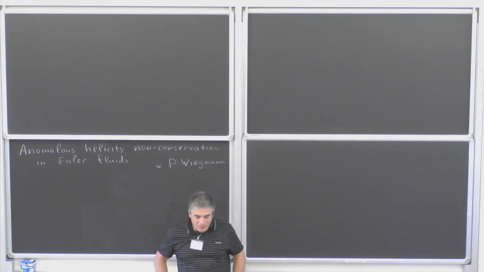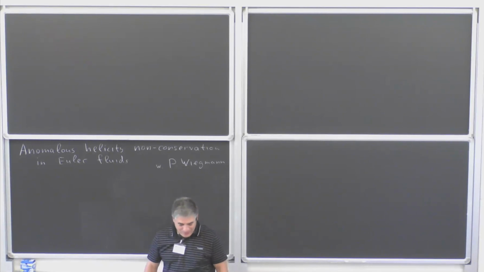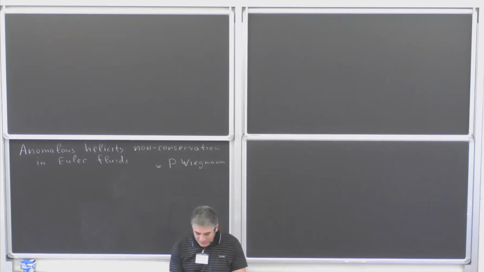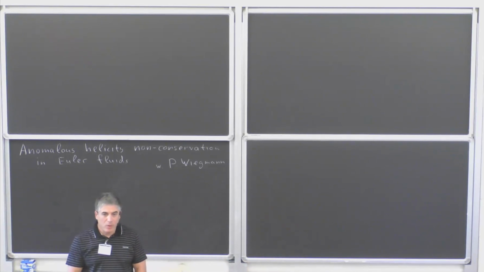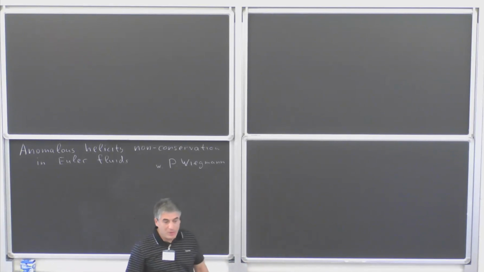First of all, let me thank the organizers for inviting me here. It's nice to travel after a long break. I'm going to talk about classical theory with anomaly, and that theory turns out to be Euler barotropic hydrodynamics.